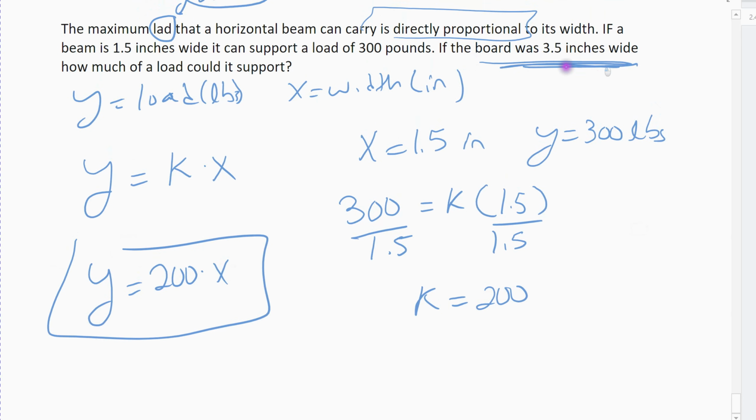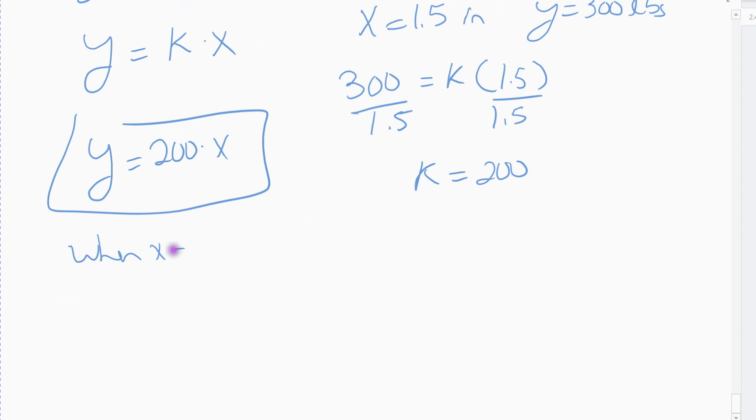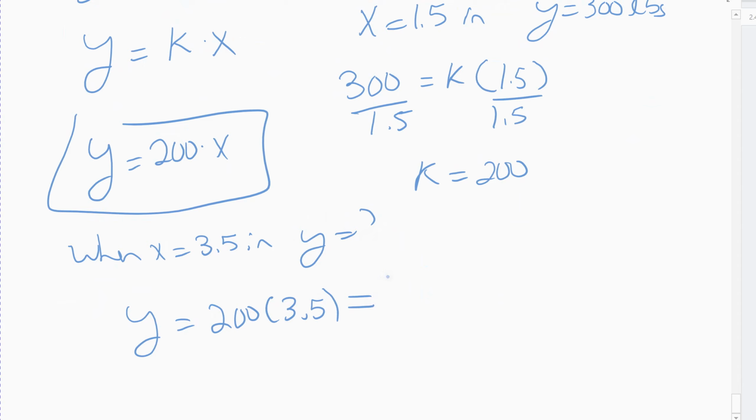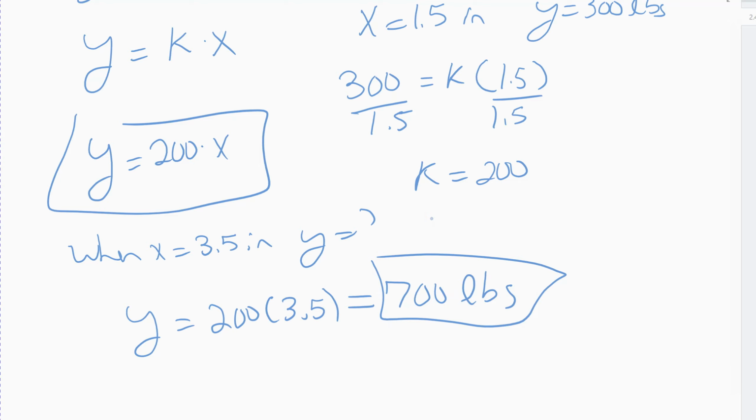So if the board was a little bigger, if it was 2 inches wider, so 3.5 inches wide, how much could it support in that case? So now to answer the question, when x equals 3.5 inches, what's the load? What's y? And so I just plug it in. 700 pounds. Alright, so again, that's pretty significant, right? If I go 2 inches wider, I'm more than double the amount of weight that it can carry, right? It can carry 300 pounds at 1.5 inches. It can carry 700 pounds at 3.5 inches.